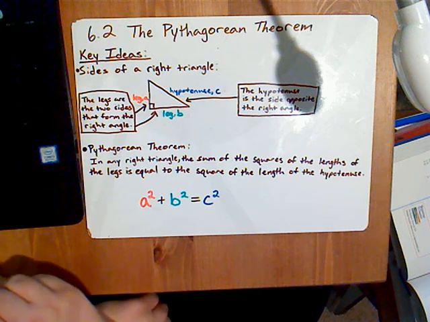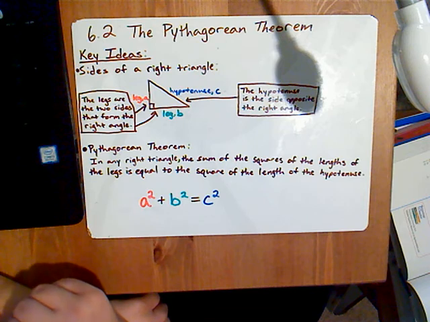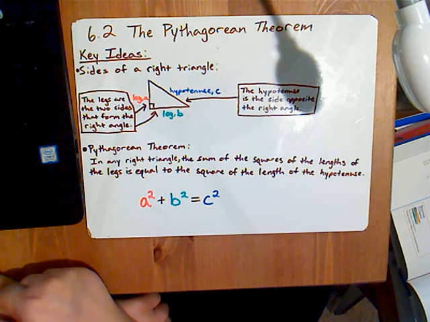All right, we are going to be continuing with Chapter 6. We're doing 6.2 today, going over the Pythagorean Theorem.